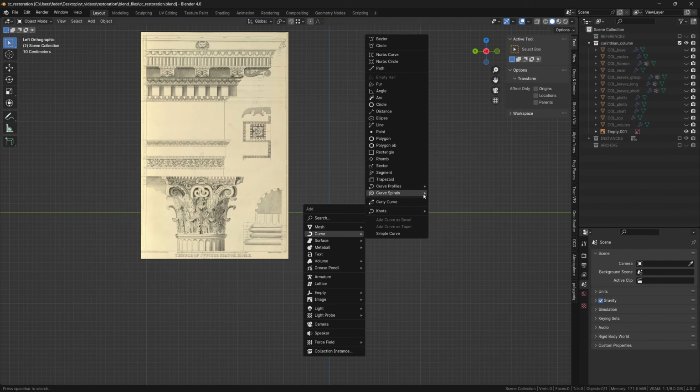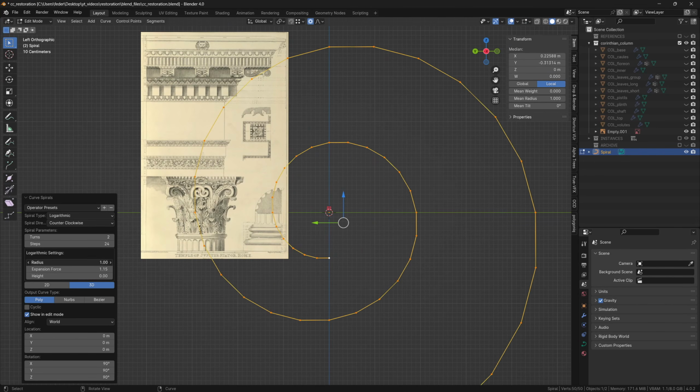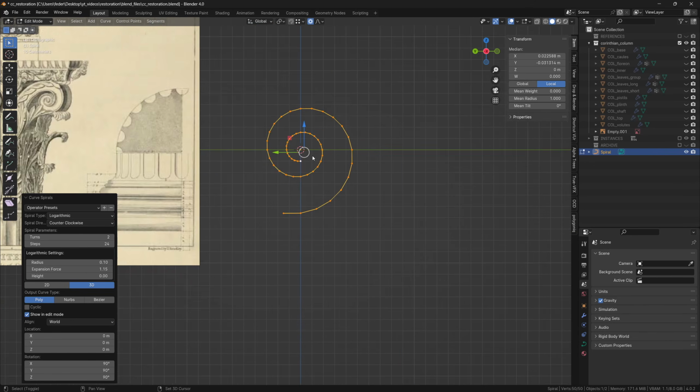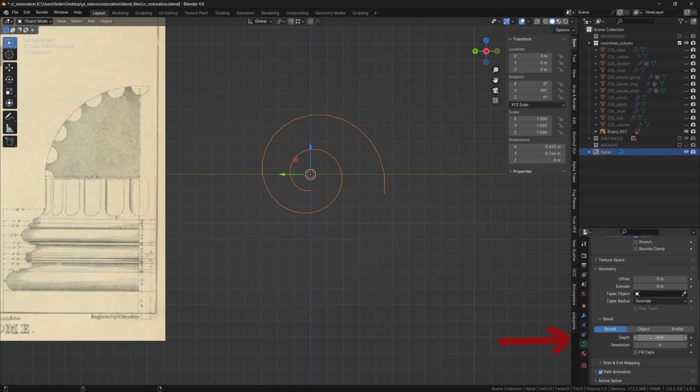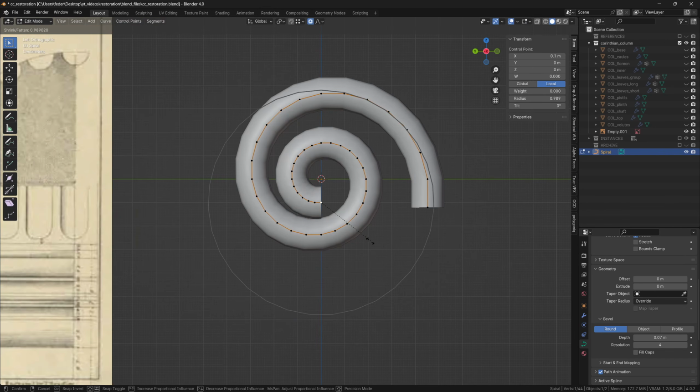For this kind of shapes, I always start from the logarithmic spiral under the curved spiral submenu, and then play around with the number of turns as well as the expansion force and the radius. Thickness can be added through the depth control under the bevel subpalette, while to taper a specific point of the curve you can use Alt-S in combination with proportional editing.